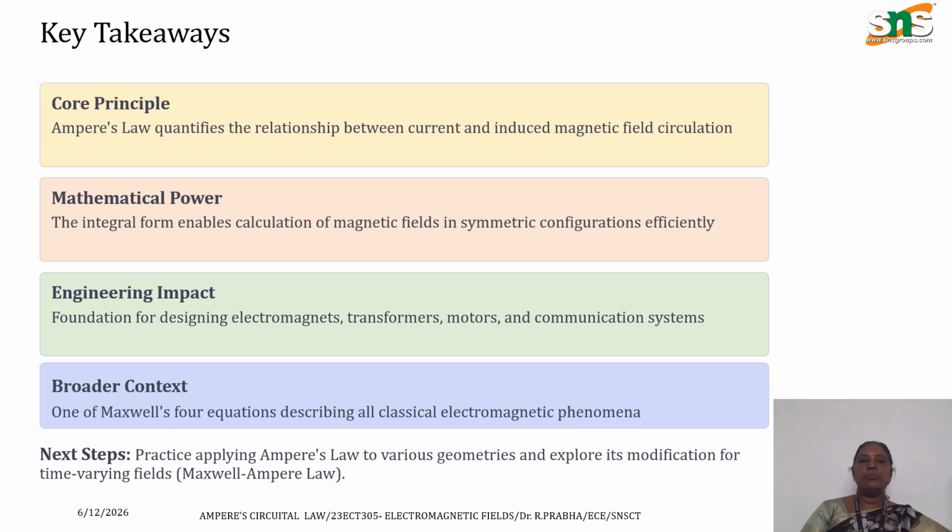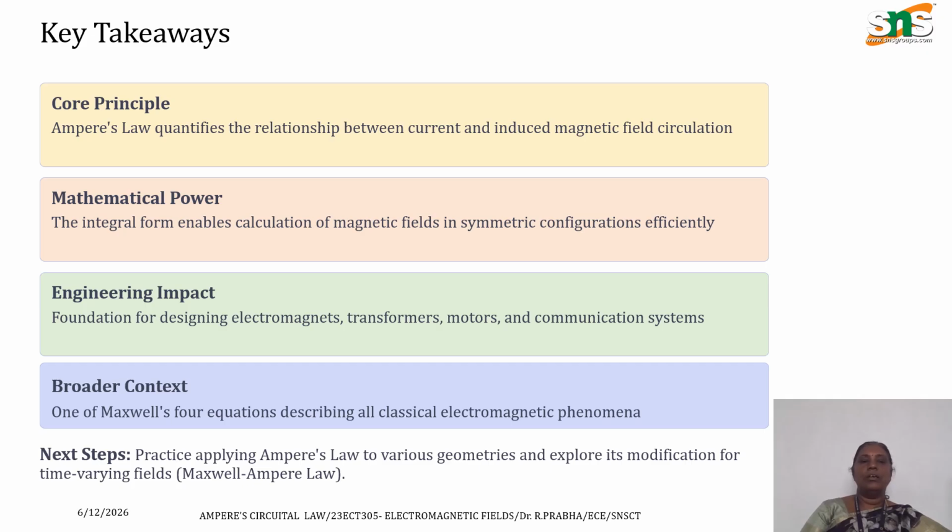So, key takeaways from this video. First, we have seen the core principle, Ampere's law fundamentals and its relationship between the current and the magnetic field. After that, we use the mathematical calculation of Ampere's circuital law based on the symmetry of the geometry we have taken. For engineering impact, we have seen the real world applications, and in the broader context we have seen how Maxwell's equation is derived from Ampere's circuital law.